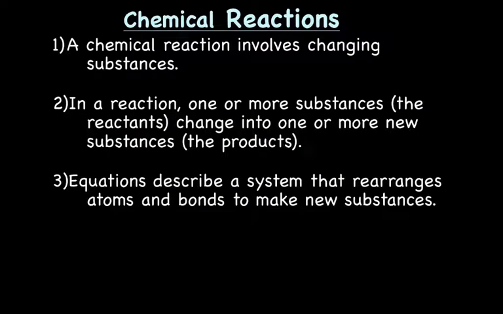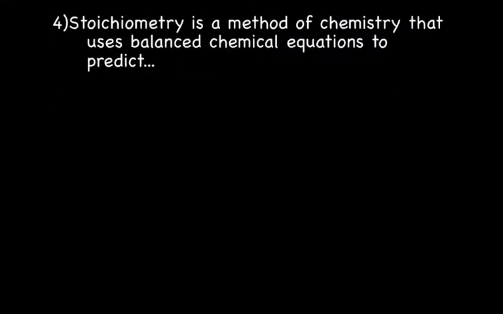And then we have to talk about equations. An equation describes a system that rearranges atoms and bonds to make up new substances. A chemical reaction is a thing that happens. You start out with your reactants, and you end up with something else. It's what you've actually done. An equation is what you write down on a piece of paper describing what actually happens. So that's a quick review of reactions. Now let's talk about stoichiometry.